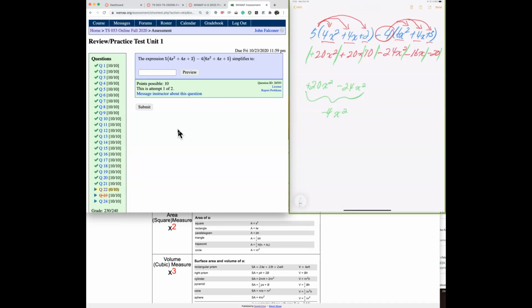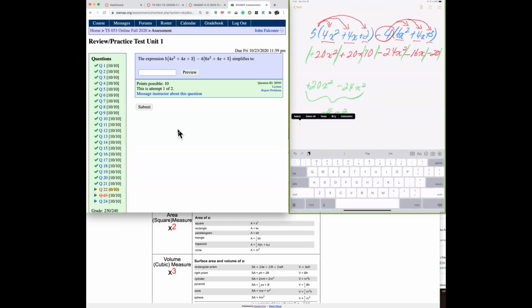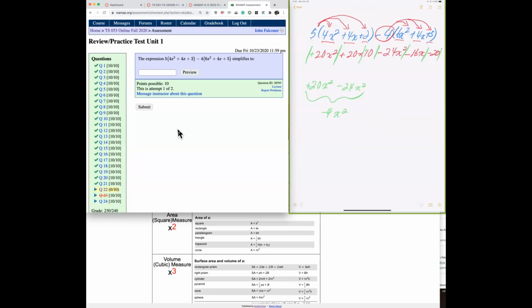Plus 20x minus 16x, the difference is 4, right? And the 20 is bigger with a positive sign, so it's going to be plus 4x. And then 10 minus 20, different sign, so take the difference, which is 10. And 20 is bigger than 10, so negative 10. So negative 4x squared plus 4x minus 10 is what this can simplify down to. So we have distributed these numbers across both expressions, and then we've combined the like terms.